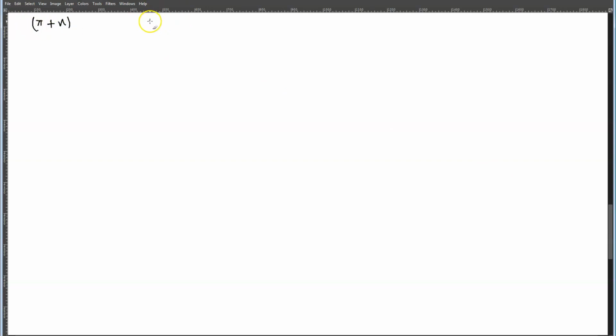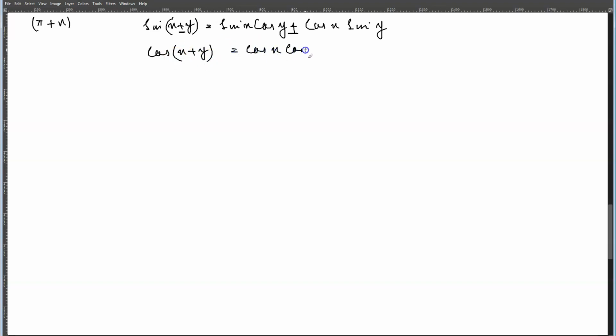Again, we said that the sine of x plus y is equal to sine x cos y plus cos x sine y. Negative, negative here. And we said that cos of x plus y is equal to cos x cos y minus sine x sine y. And basically negative positive here.